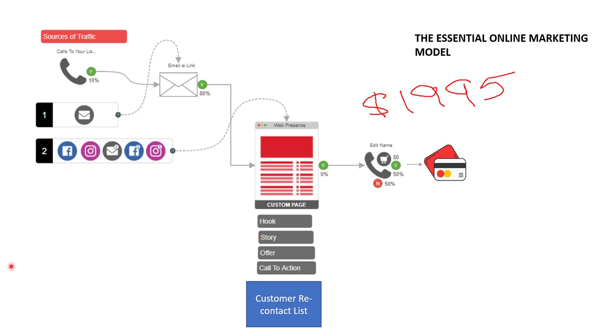Why? So you can sell them more stuff. And as you go along, you're going to want to start monitoring your numbers. The important numbers to monitor are this one right here: of the people that you send emails to, how many of them actually go to your web presence? Then, of the people who go to your web presence, how many of them actually do your call to action?